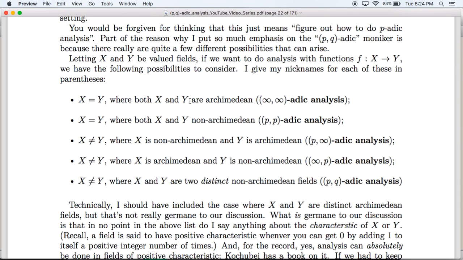Infinity-adic analysis is basically all classical analysis. It's real analysis and complex analysis. Then we have the case where x equals y, and both x and y are non-Archimedean. And in this case, I call it p-adic analysis.